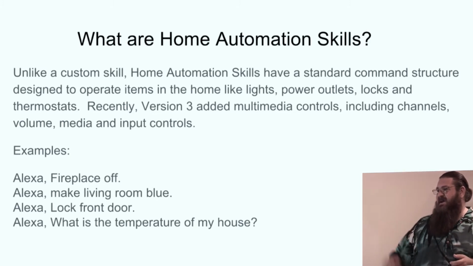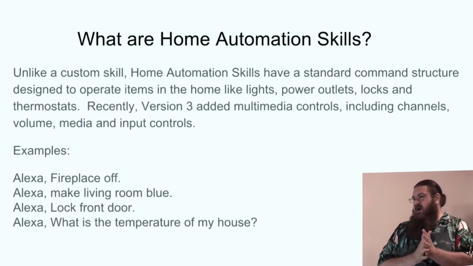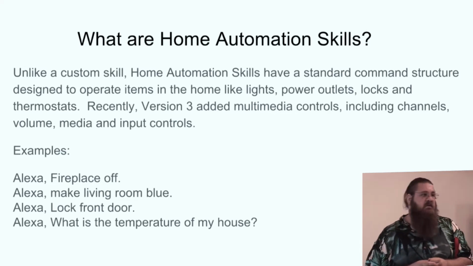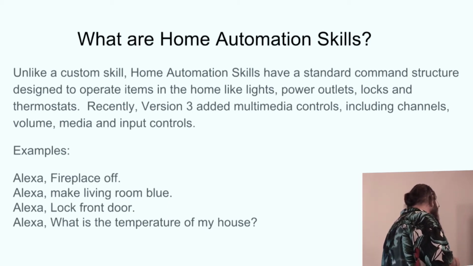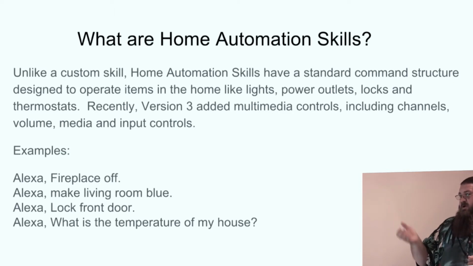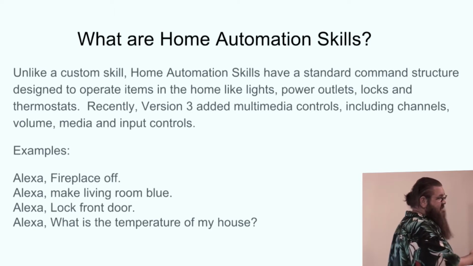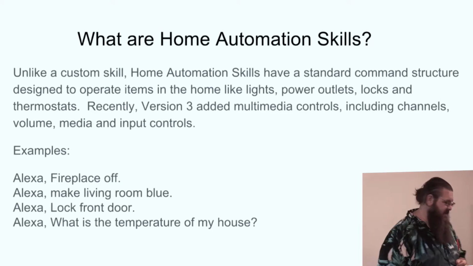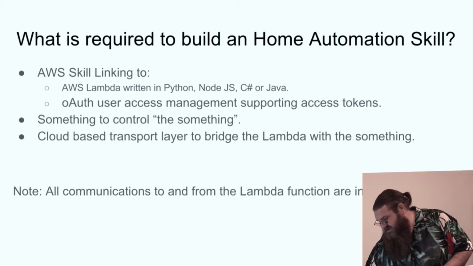A couple examples of things that we do in our house. Alexa, fireplace off. Alexa, make my living room blue. Okay. We're going to have a lot of that tonight. Alexa, lock front door. Locking. Hang on. This is actually locking the front door of my house. We lock the front door. There you go. And obviously the temperature as well.